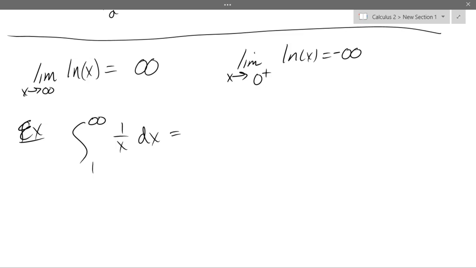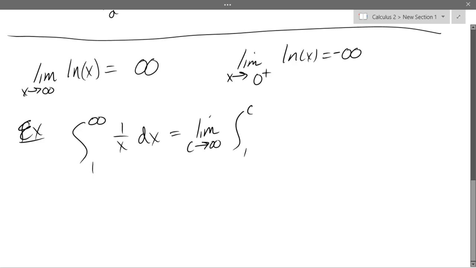So in order to actually do what I told you to do first, let's not do any calculus yet. So we'll go limit c approaches infinity, integral 1 to c, 1 over x dx. Now we're ready, we can integrate here. It's not hard to do. So our limit is still around, but we're dealing with our integral. So that's ln x from 1 to c.